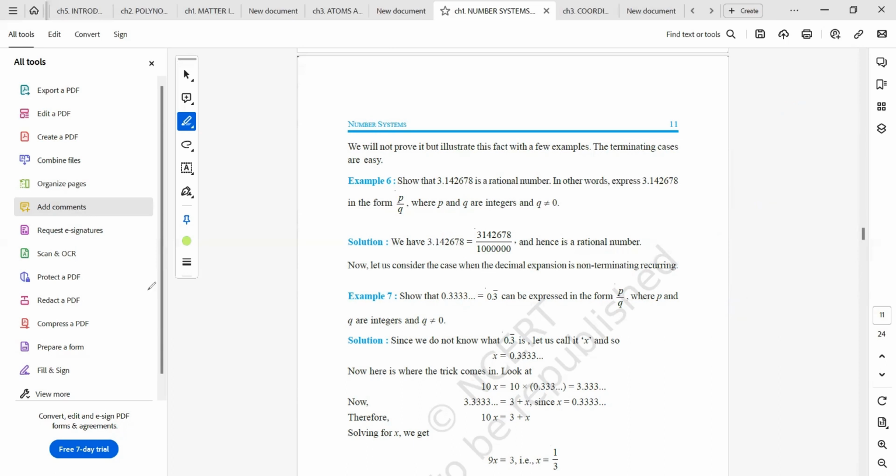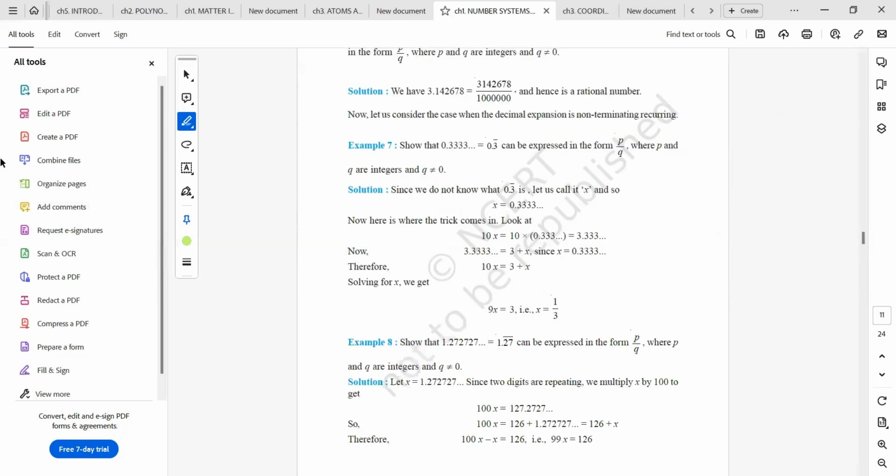Now, how to calculate this? This is again important. If you have this recurring decimal, then how to find the fraction? Because you have certain questions like this. This is very simple. If you are given a decimal where 3 is recurring, we consider this as x.